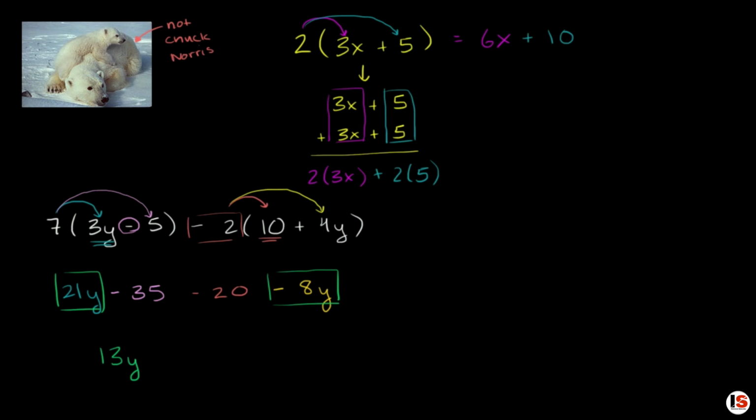And then I have negative 35, this is a new color. And then I have negative 35 minus 20. And so that's just going to simplify to negative 55. So this whole thing simplified using a little bit of the distributive property and combining similar or like terms. We got to 13y minus 55.